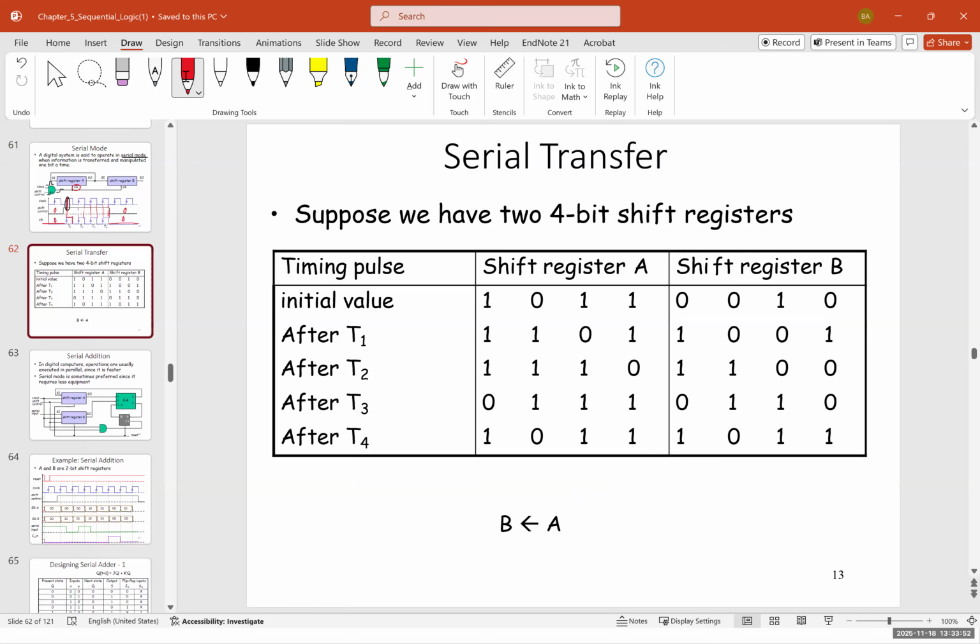Now, suppose we have two 4-bit shift registers. And this table shows the values of them. We have the timing pulse on the left column, which shows the initial value after T1, after T2, after T3, and after T4. By the way, these T's are the clocks that are connected to the registers. And imagine if shift register A is 1, 0, 1, 1, and shift register B is 0, 0, 1, 0.